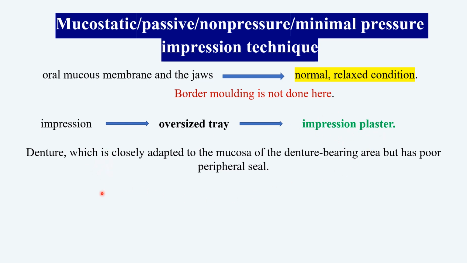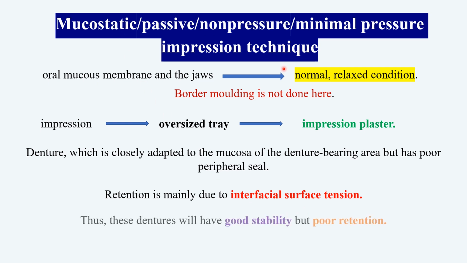Now the denture which we get from this type of impression technique will be closely adapted to the mucosa, but the problem is, since there is no border molding, it may have a poor peripheral seal. The retention that we get from the mucostatic impression technique is mainly due to the interfacial surface tension. Now these dentures will have good stability and poor retention.